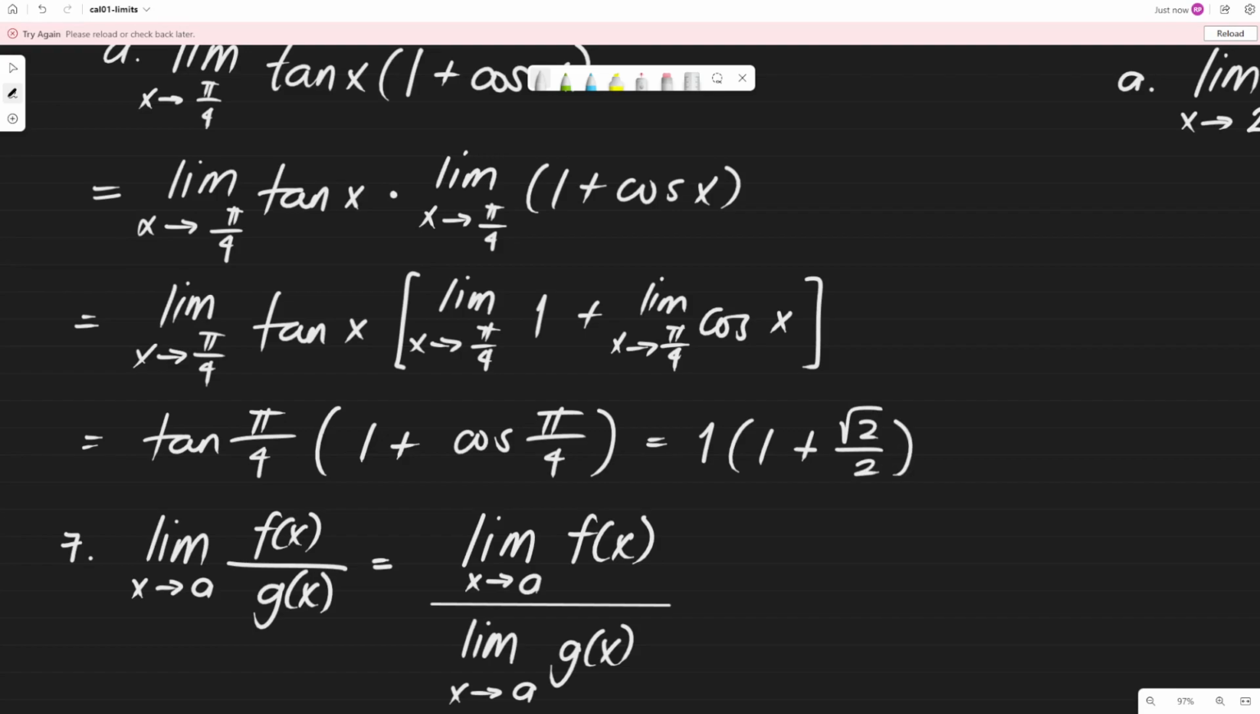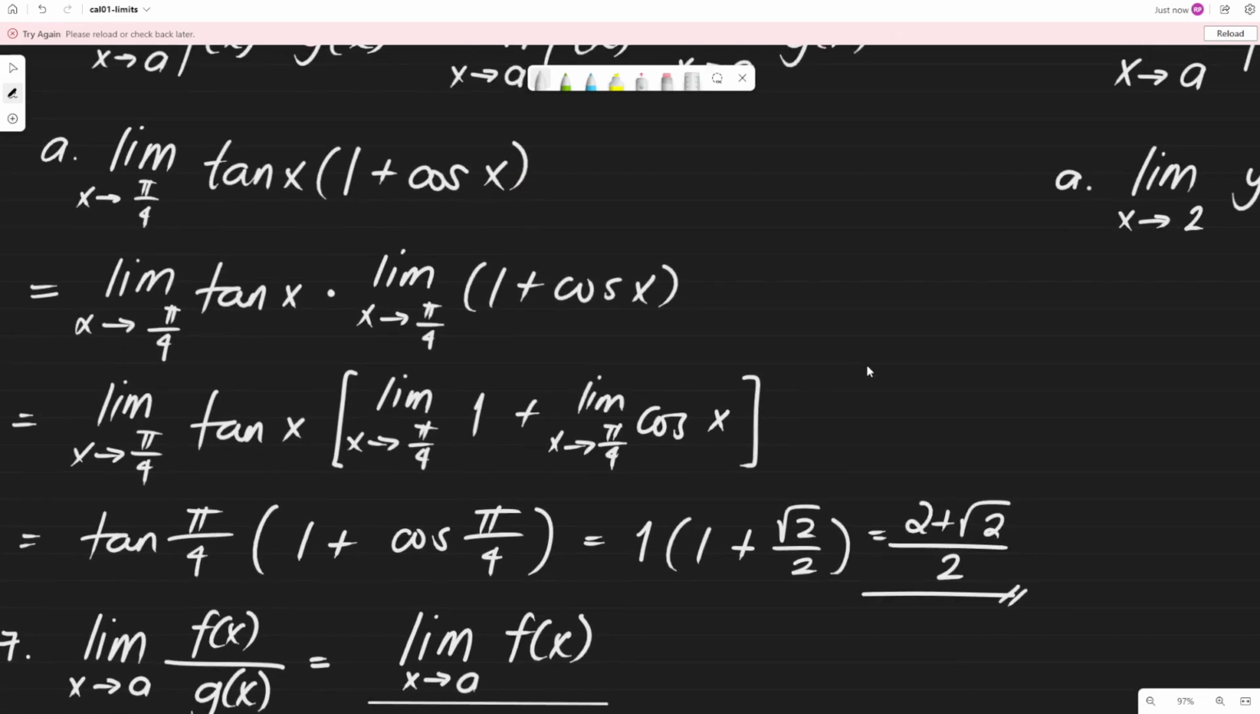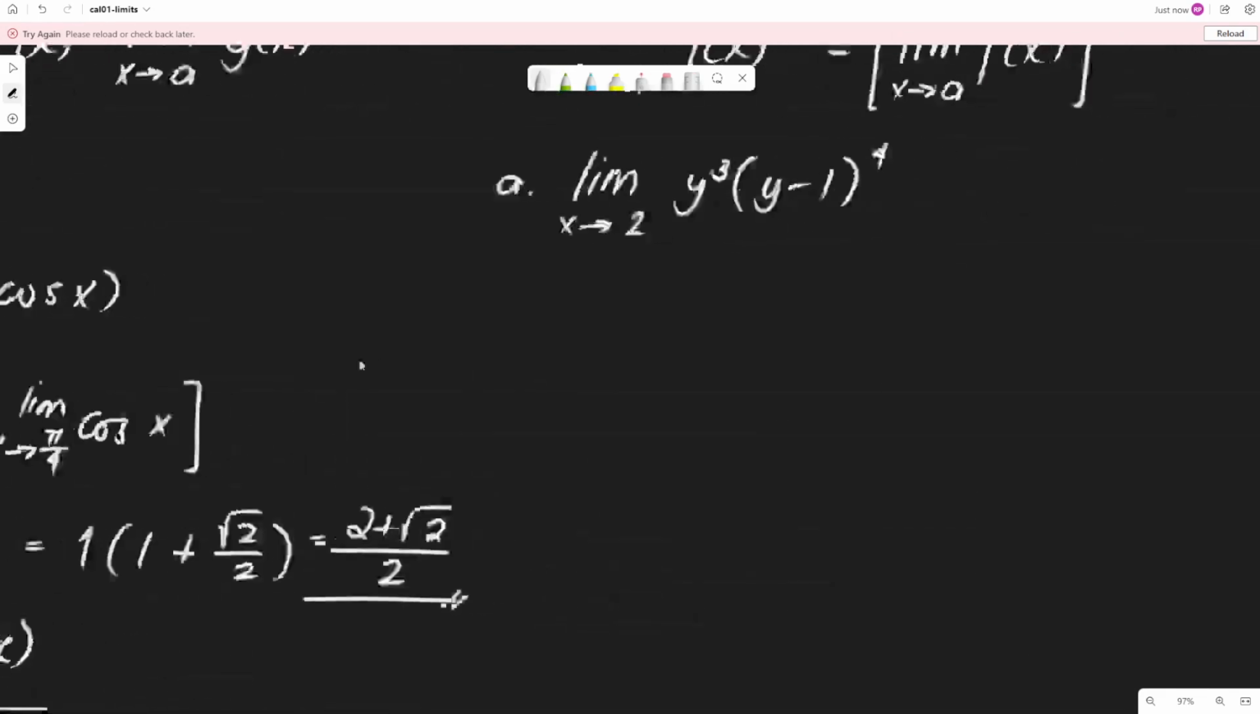So this will give us the answer. The 1 we can disregard, since any number multiplied to 1 is still equal to itself. Then let's get the LCD. This 1 is actually 1 over 1, and the LCD of 1 and 2 is 2. So we will have 2 over 2 plus square root of 2 over 2, that is 2 plus square root of 2 all over 2. This is our final answer. So that is for theorem number 5.